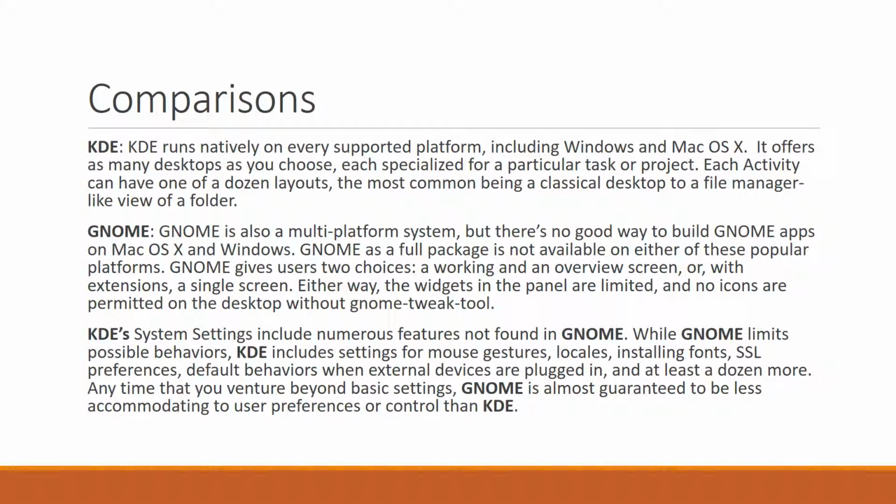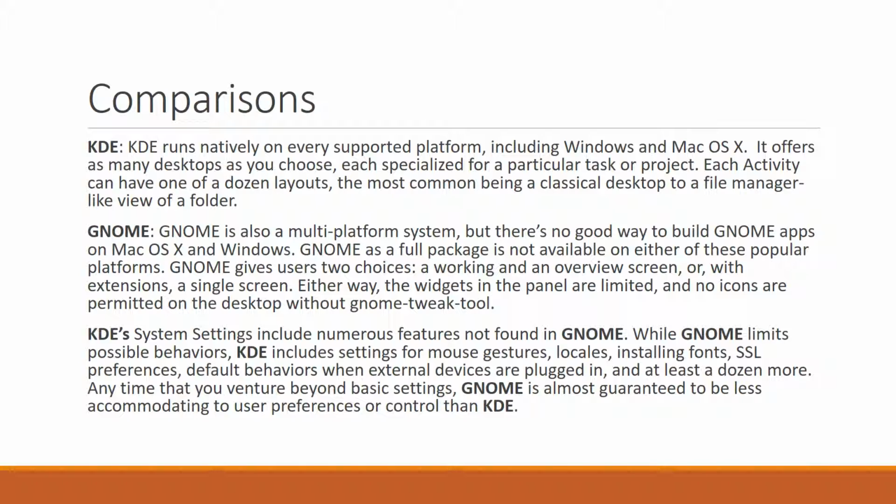GNOME is also a multi-platform system, but there's no good way to build GNOME apps on Mac OS X and Windows. GNOME as a full package is not available on either of these popular platforms. It gives users two choices: a working and an overview screen, or with extensions, a single screen. Either way, the widgets in the panel are limited and no icons are permitted on the desktop without the GNOME Tweak tool.